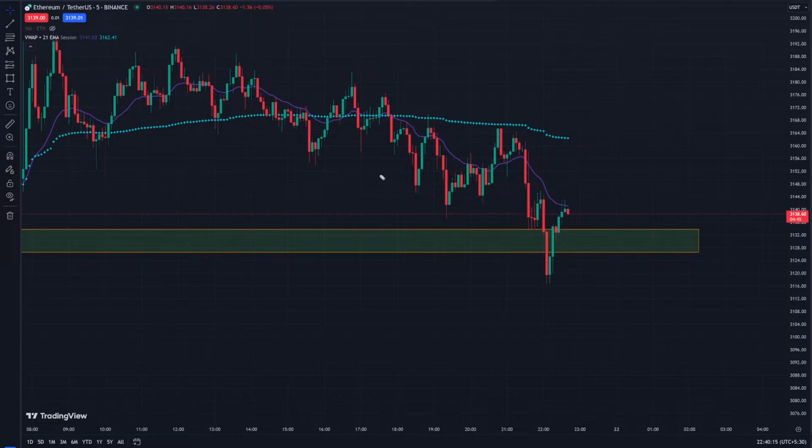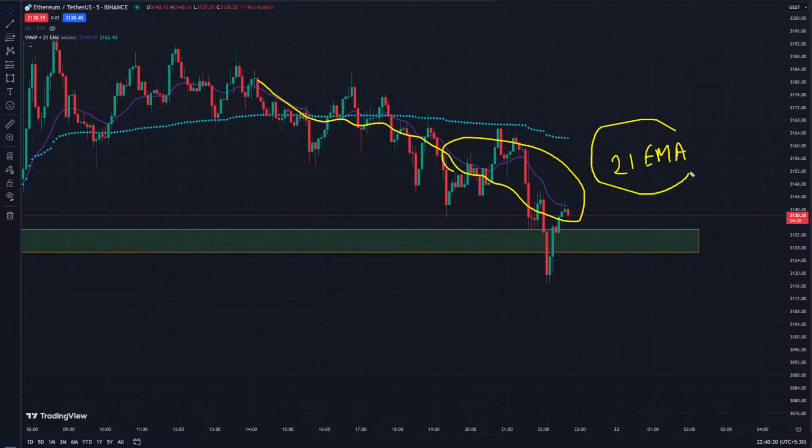But the thing here which we need to look at is that we can see the 21 EMA here. This purple line which you see right here in between these candlesticks, it is our 21 EMA. What does 21 EMA suggest? 21 EMA is basically a trend identifier. So it is currently suggesting that the trend is in a downside move.